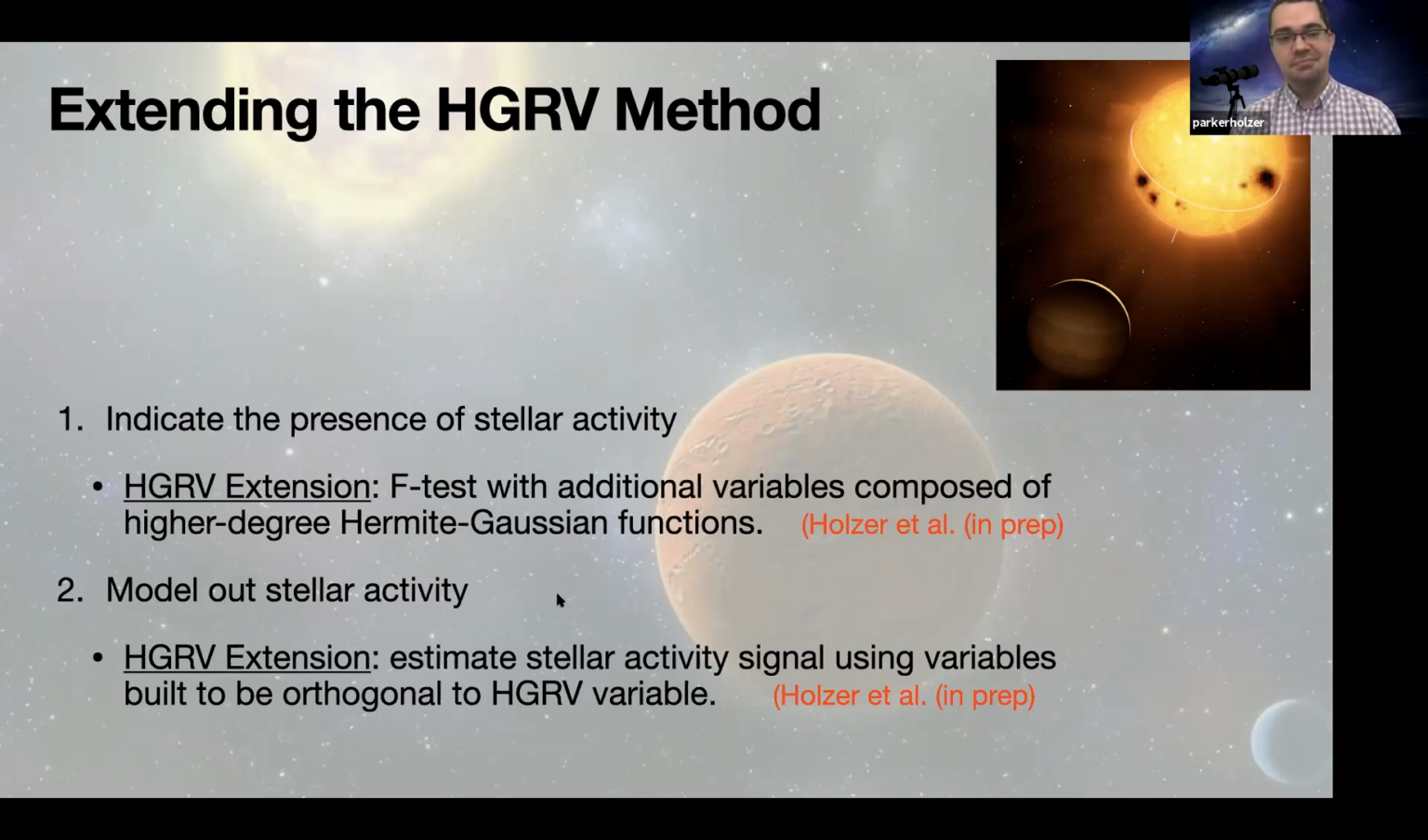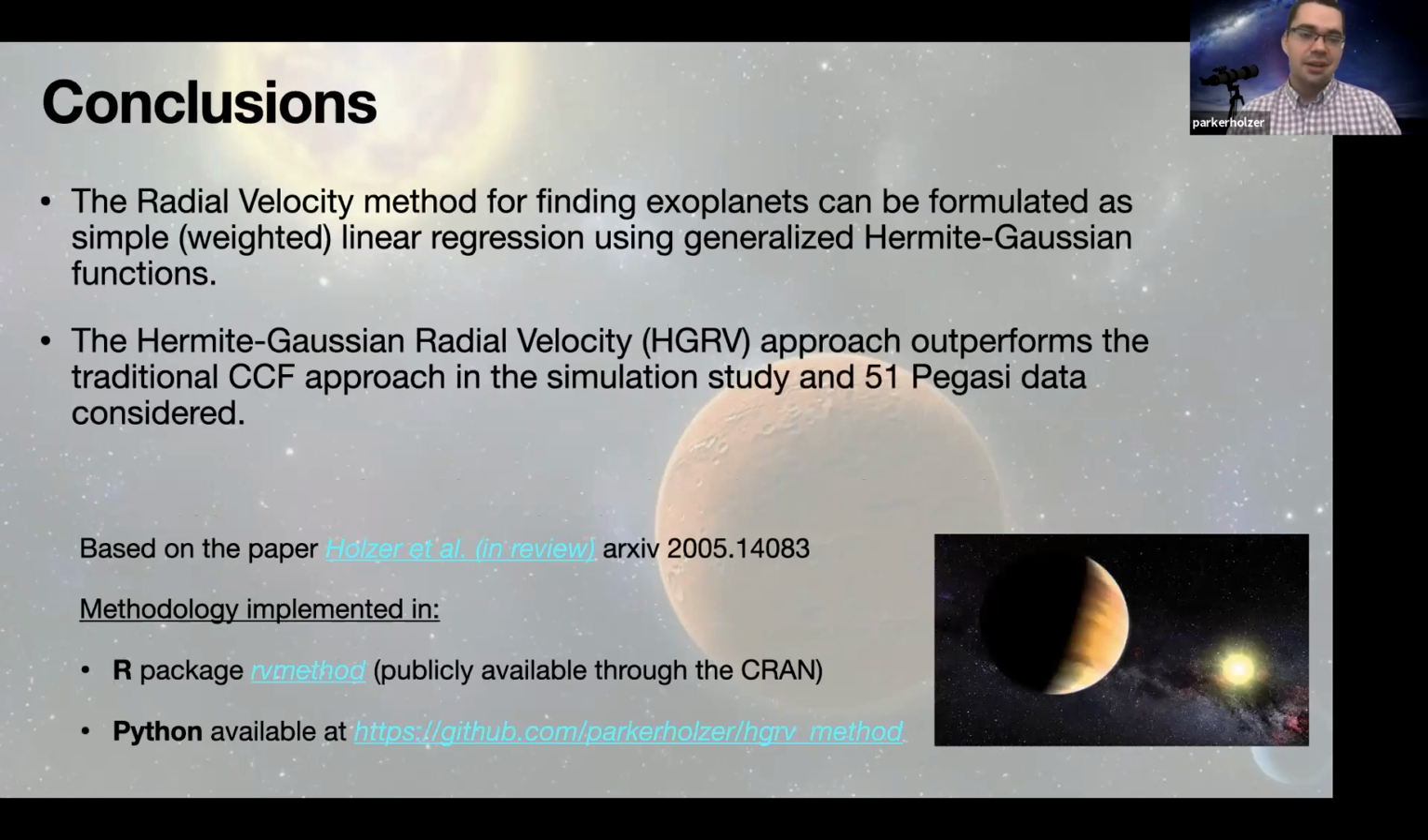So, just in conclusion, we have found that this radial velocity method for finding exoplanets can be formulated in simple weighted linear regression. Weighted because I mentioned that the noise is often heteroscedastic. And we do so by using these generalized Hermite-Gaussian functions. And as a great cherry on top, we find that when we do that, it has smaller risk than the traditional CCF approach, at least in the simulation study we've looked at and in the 51 Pegasi data that we've considered.